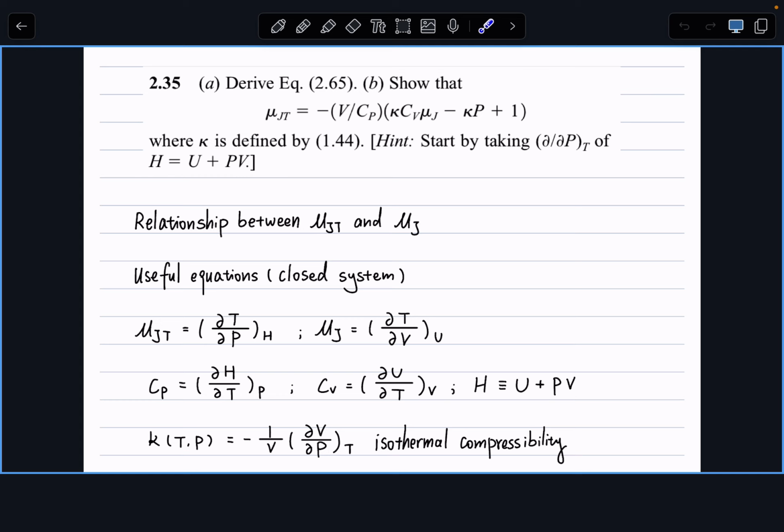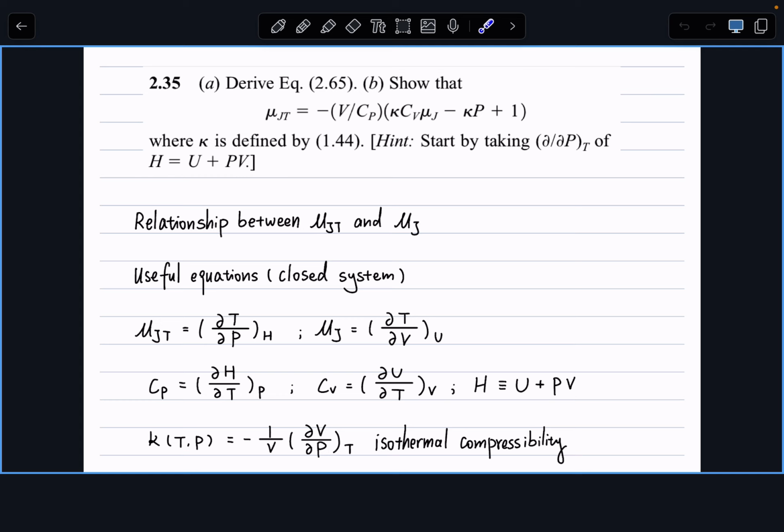All right. And then what do we have? You read the question, it gives you a hint of saying, okay, why don't you start by taking the partial differential equation of enthalpy over pressure at constant T? So that is saying we can use our definition of enthalpy in this derivation.